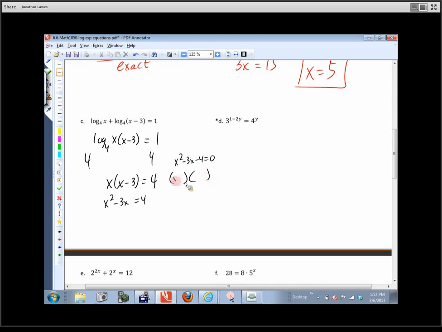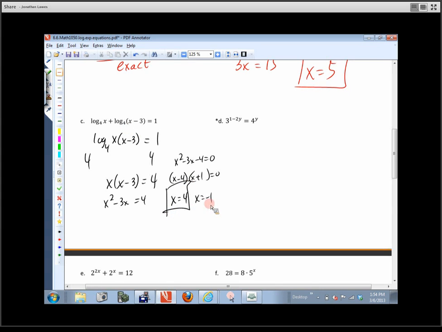This is a quadratic that we can factor, -4 and +1. So one of the answers is 4, and the other answer is -1. Do we keep them both? No. Okay. Is it okay to plug a 4 in? Let's check and see. This would be log base 4 of 4. Yeah, that's okay. This would be log base 4 of 4 minus 3. 4 minus 3 is 1. So this would be log base 4 of 1. Is that okay? Totally okay. So we're going to definitely keep this one.